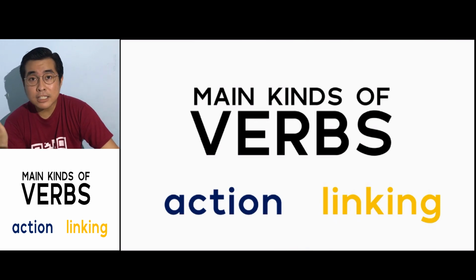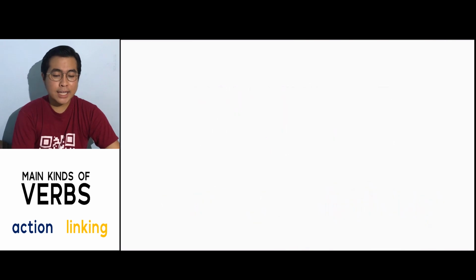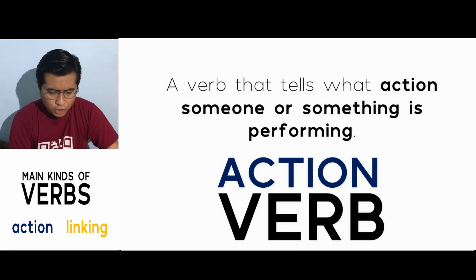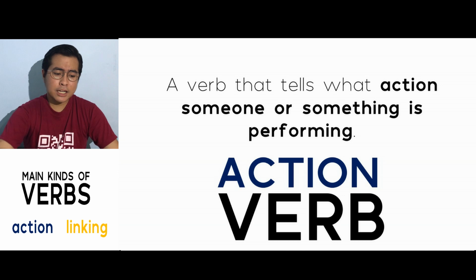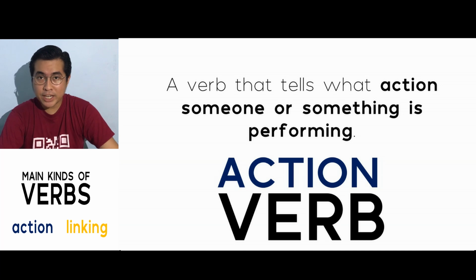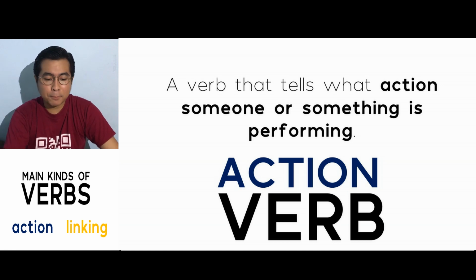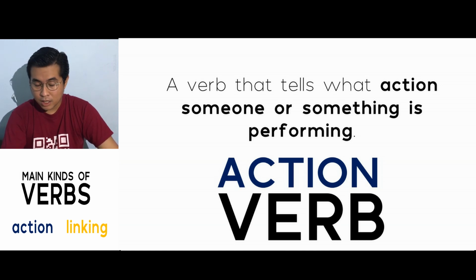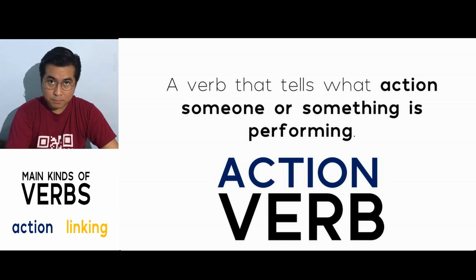Now let's dig deeper. Let's look into the action verb. An action verb is a verb that tells what action someone or something is performing. Again, it's a performance, an activity, an action being done by a person or something, or by your subject, specifically if we are talking about a sentence.